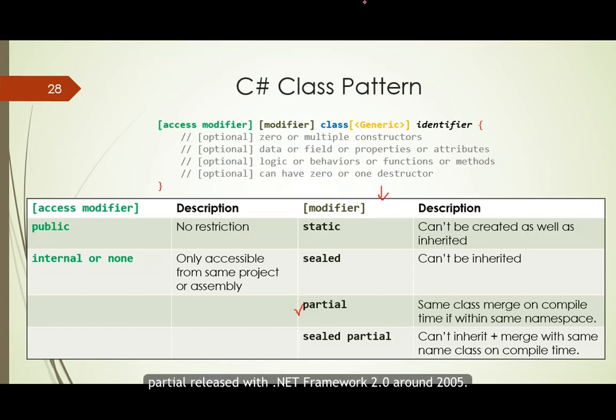What partial does is if you have the classes in the same namespace, at compile time they're just merged. If you go to MSDN, you'll see some excellent examples. I have some in my demo projects. Let's see some examples.